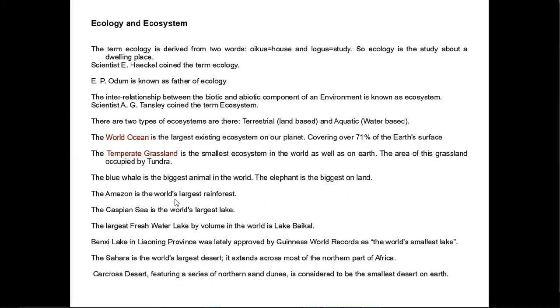Which one is the world's largest forest? It is the Amazon forest. And which one is the world's largest lake? The answer will be the Caspian Sea. The Caspian Sea is the world's largest lake.